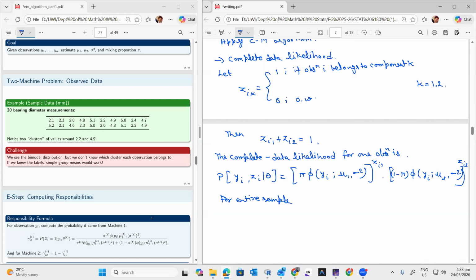it becomes LC theta equals the product over i goes from 1 to n of pi phi of yi with mu1 and sigma square raised to the power zi1, into 1 minus pi into phi of yi with mu2 and sigma square raised to the power zi2. Okay, this will be your complete likelihood function.